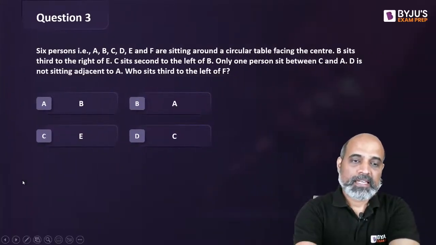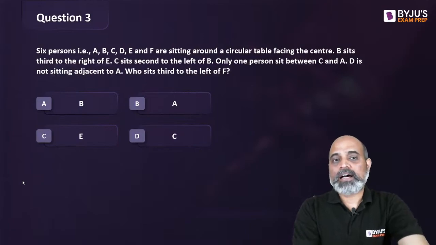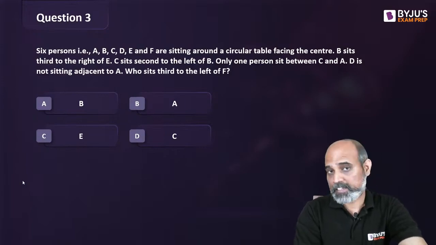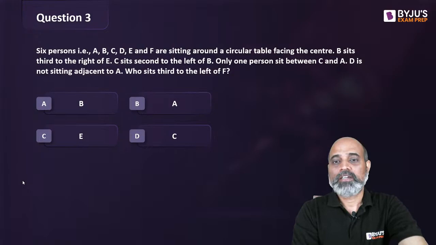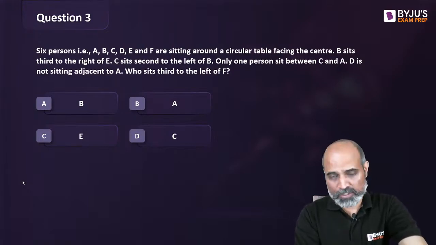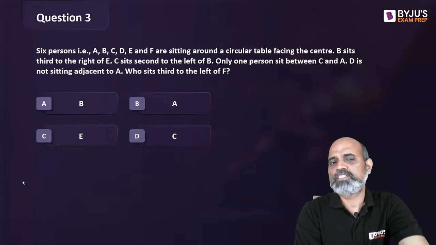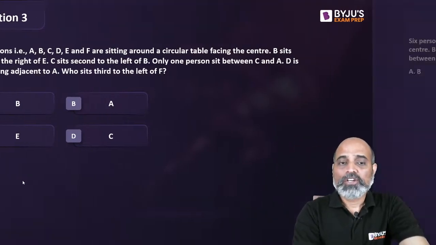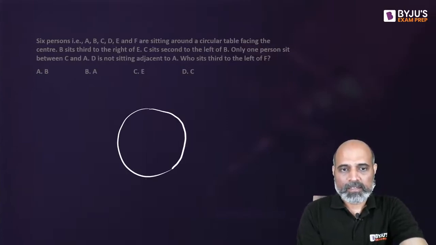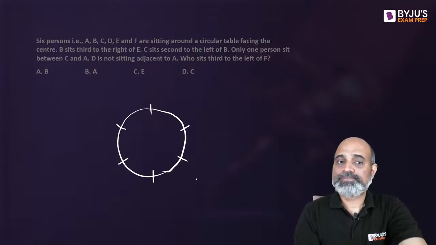Okay. The next one. 6 people A to F are sitting around a circular table now facing towards the center. That's a good thing. We know that everybody is facing in the same direction towards the same point. Now B sits third to the right of A, C sits second to the left of B, and so on and so forth. Final question is who sits third to the left of F? तो क्या करेंगे? एक circular table बनाएंगे. Then we will place 6 positions which should be equidistant. They should be symmetrical in nature.